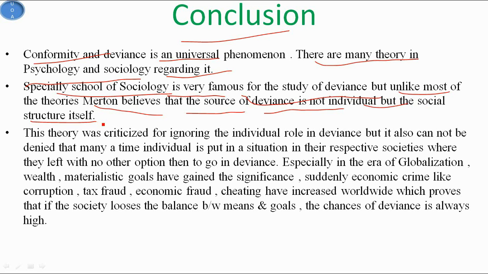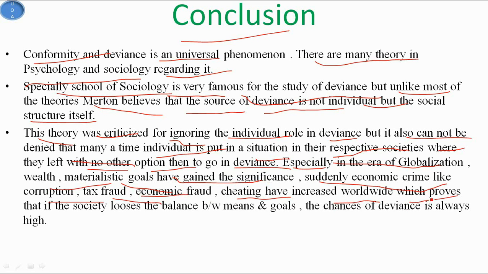So this theory was criticized for ignoring the individual's role in deviance, but it also cannot be denied that many a time an individual is put in a situation in their respective society where they are left with no other option. So then they go into deviance, and especially in the era of globalization where wealth and materialistic goals have gained significance, economic crimes like corruption, tax fraud, economic fraud, and cheating have suddenly increased worldwide, which proves that if society loses the balance between means and goals, then the chance of deviance is always high. And in the era of globalization, it is increasing because materialistic goals have gained a lot of significance in people's lives.